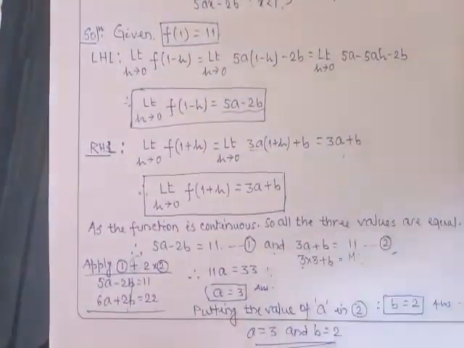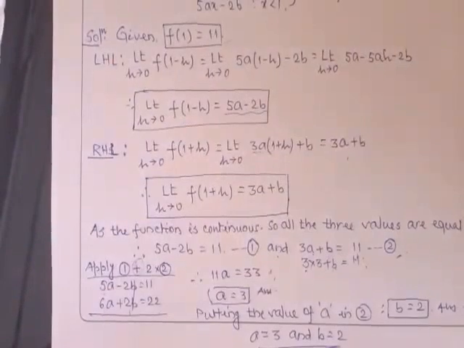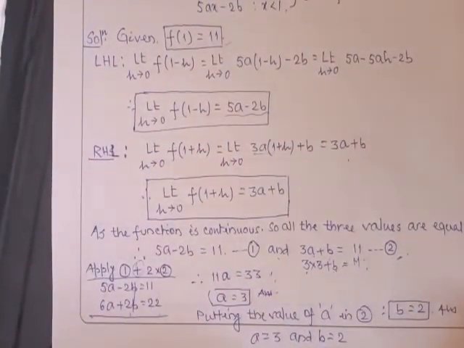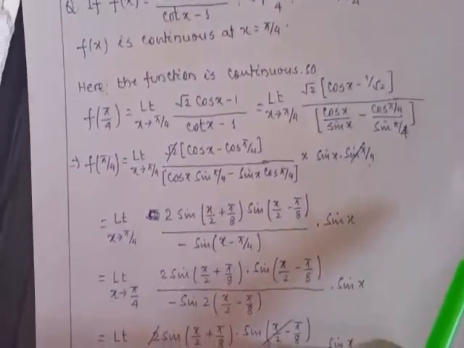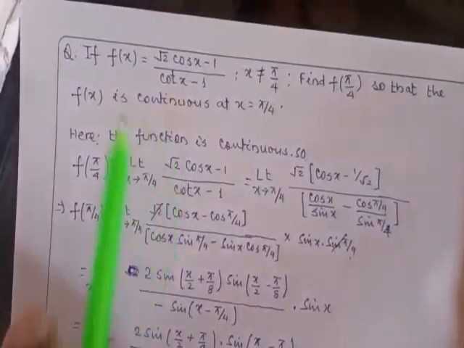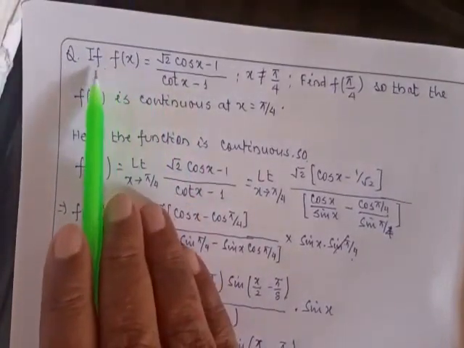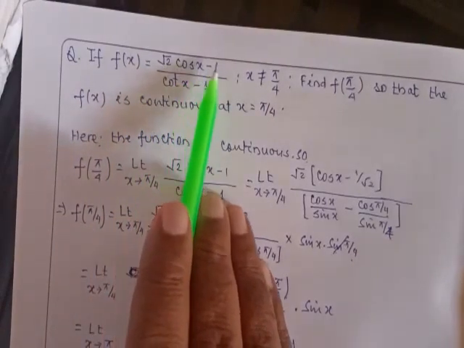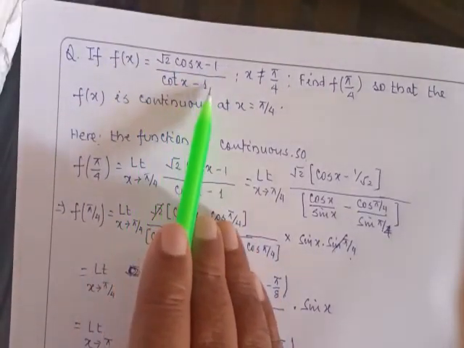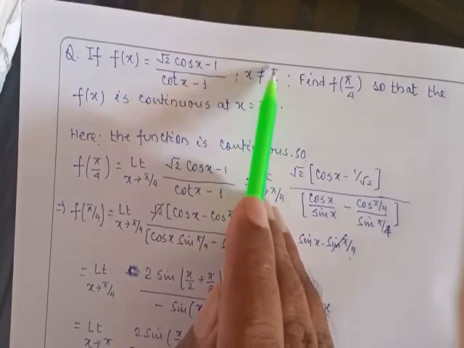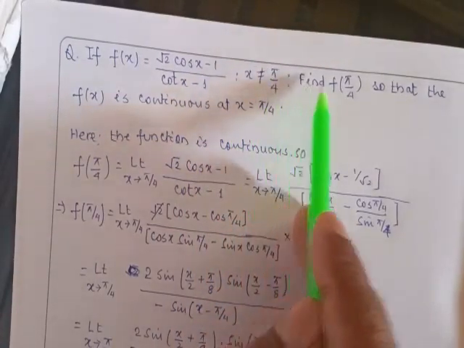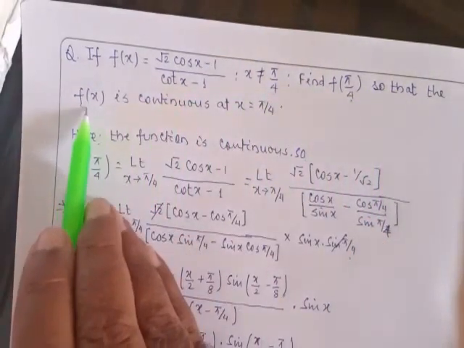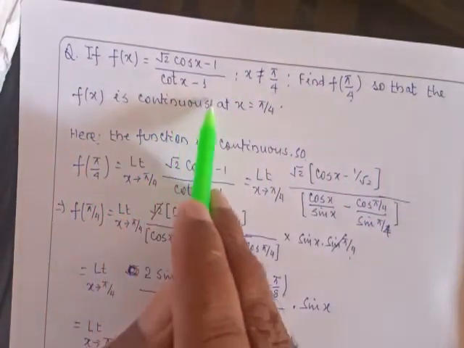Next, see some very important or some long questions of different types. See students, first understand the question. If f(x) is equal to (root 2 cos x minus 1) upon (cot x minus 1) when x is not equal to pi by 4, find f(pi by 4) so that the function is continuous at x is equal to pi by 4.